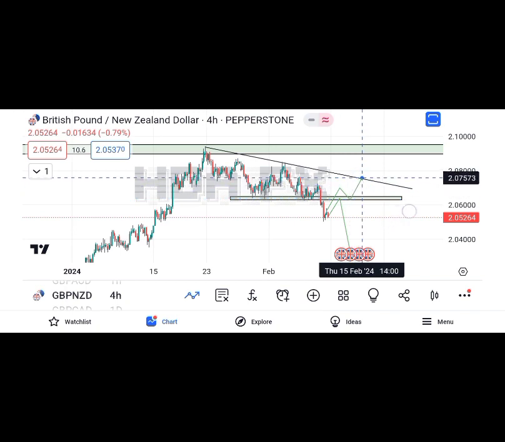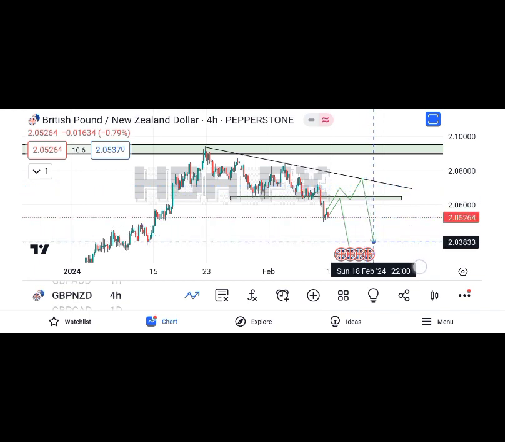And when price gets here, we study how price is behaving and we study the candle formation there. So in case we get a selling confirming candle, we sell GBPNZD. So this is my simple analysis for this coming week on GBPNZD.